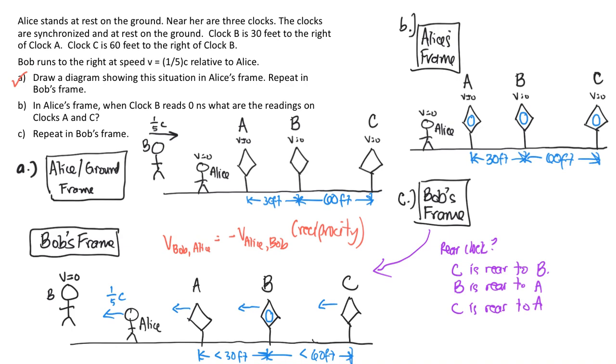So if you remember RCA, the rear clock ahead, the amount the rear clock is ahead is L V over C squared, where the relevant length L is the rest frame separation of the clocks, so the 30 feet for A and B, or the 60 feet for B and C.